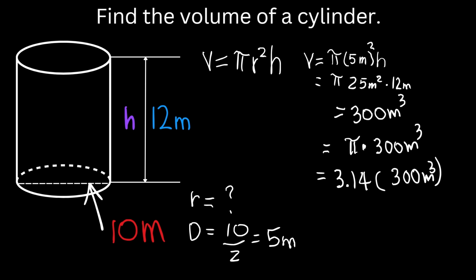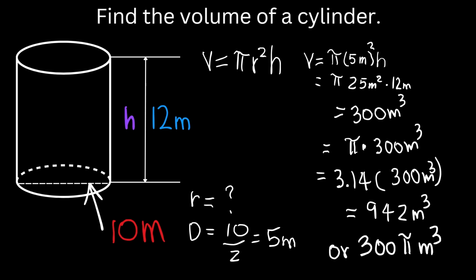Now, on a side piece of paper, you can multiply 3.14 times 300, and that will give you approximately 942 cubic meters. Or again, if you are not allowed to use a calculator, you could simply write your answer as 300 pi cubic meters.